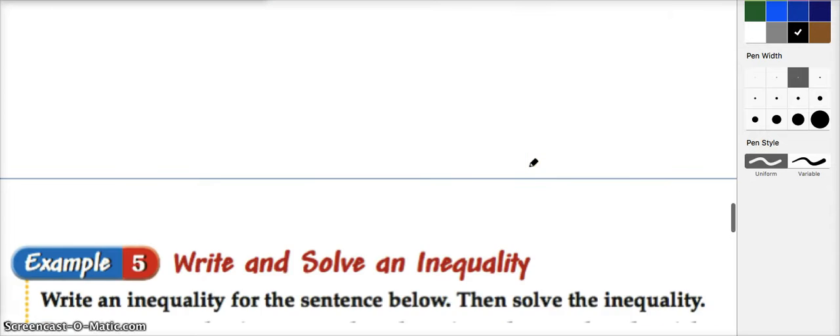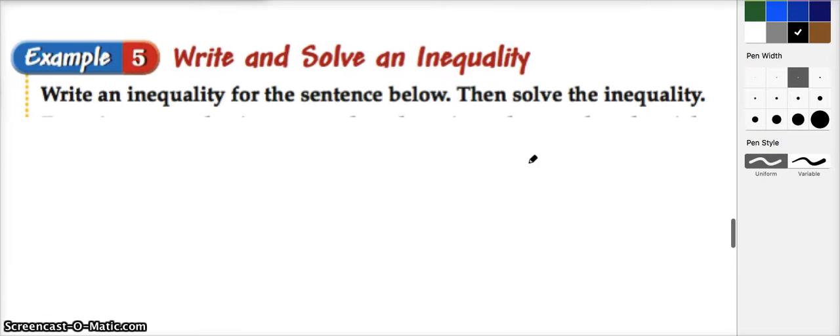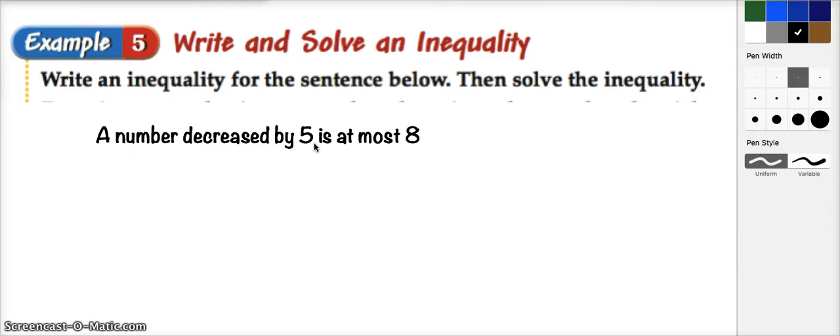All of these phrases should be hints as to how you would write your inequality for a word problem. All right, so write an inequality for the sentence below, then solve the inequality. We have a number decreased by 5 is at most 8. So a number, how do you decrease? By subtracting. A number decreased by 5 is at most 8. The highest it could be is 8, so that's going to be less than or equal to 8. It can be 8, but it can be less than that because it says it's at most 8.